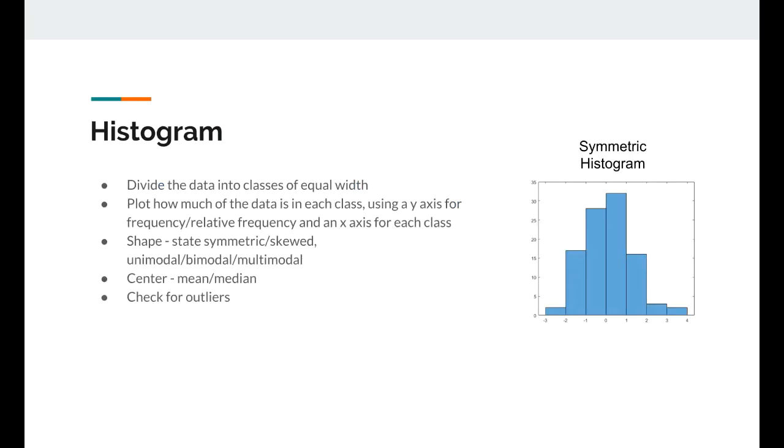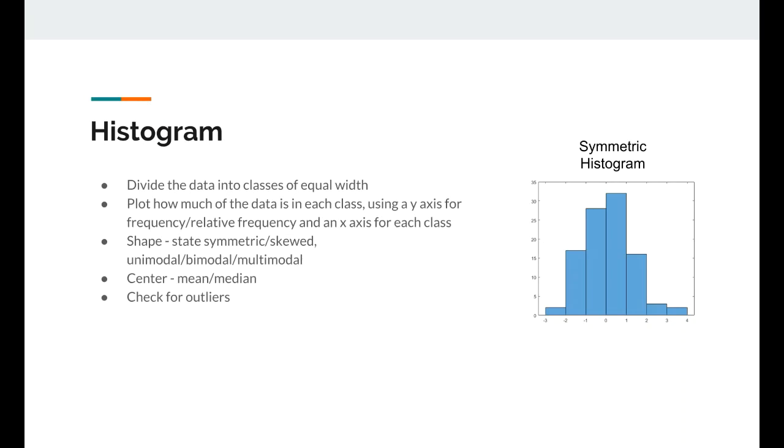Okay, so now let's go into histograms. To create a histogram, first you divide the data into classes of equal width. After that, you plot how much of the data is in each class using a y-axis for the frequency or the relative frequency of the data in each class, and an x-axis for the separation of each class. You create bars showing the frequency for each of the classes, similar to a bar chart. However, unlike the bar chart, the bars are right next to each other, and this is for quantitative data.